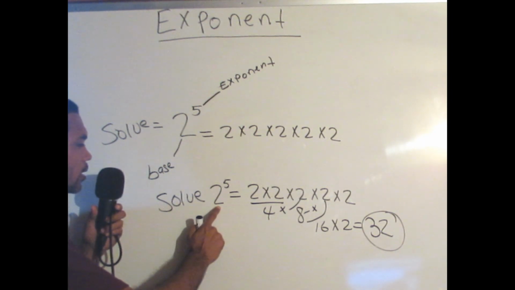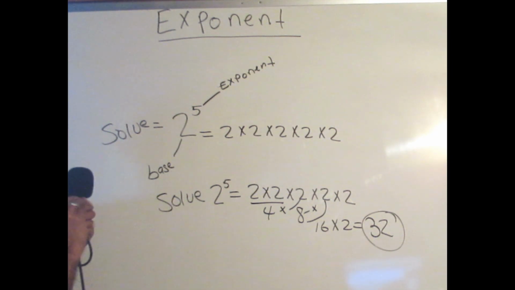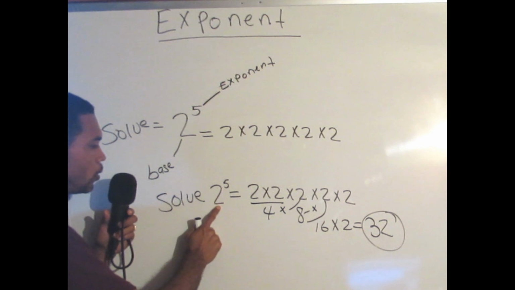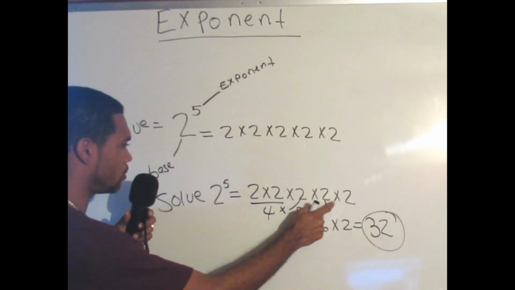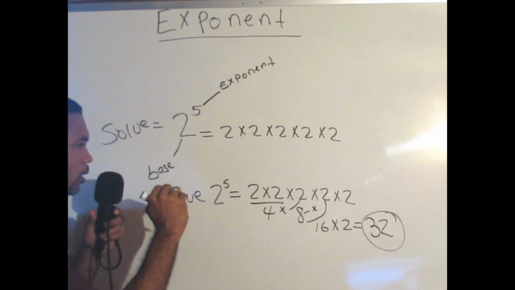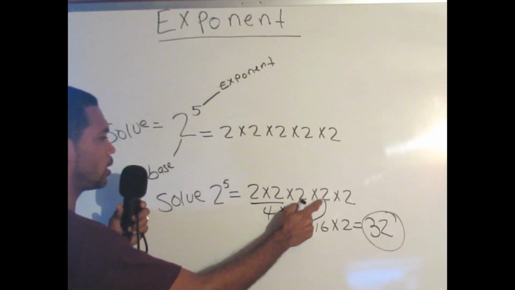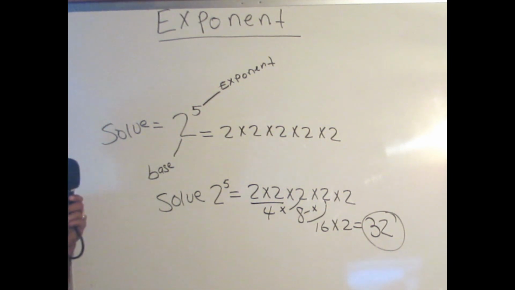Remember, don't make the mistake and say, okay, 2 times 5, 10. If you do that, you're automatically wrong. And in this case, the exponent is 5, so 2 will go into itself 5 times. So 2 times 2 times 2 times 2 times 2. So 5 sets of 2 multiplied by itself. And again, 2 times 2, 4. 4 times 2, 8. 8 times 2, 16. And 16 times 2, your answer is 32. So exponents are that easy.